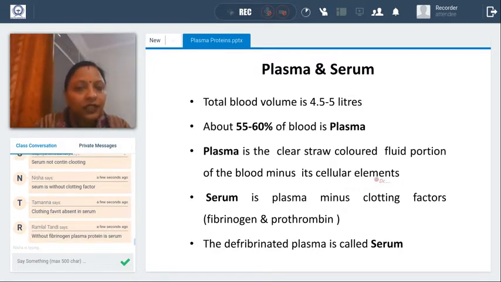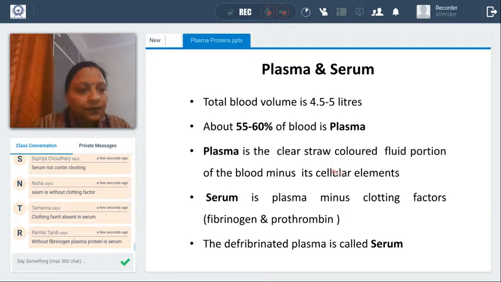So please name the cellular contents or elements of blood. Please write in the box. Yes, these are RBCs, WBCs and platelets.